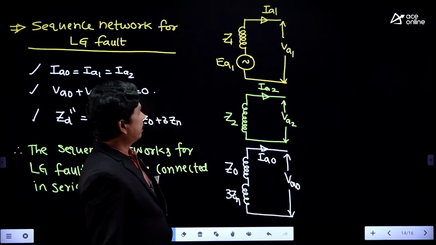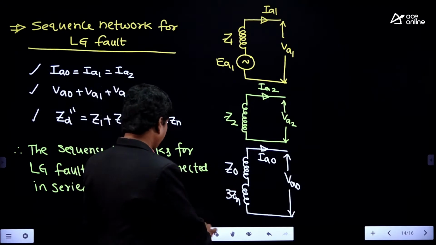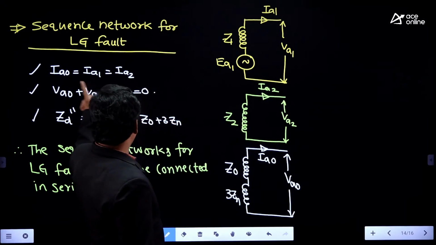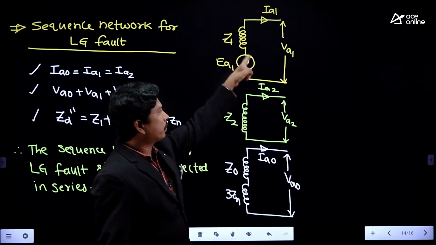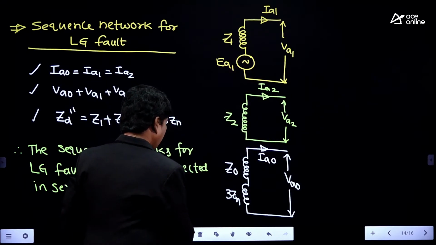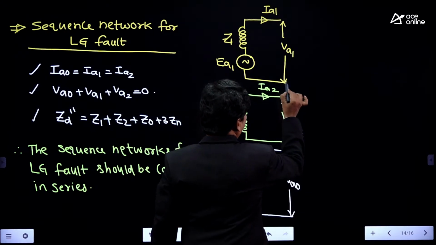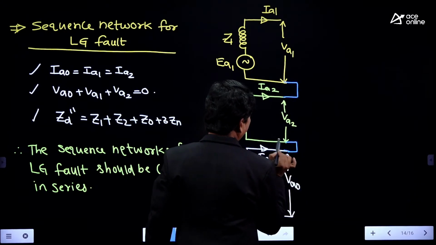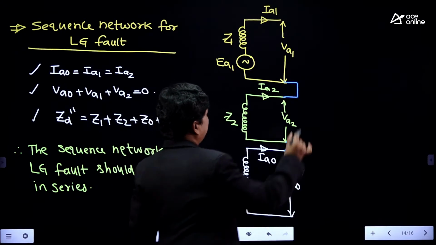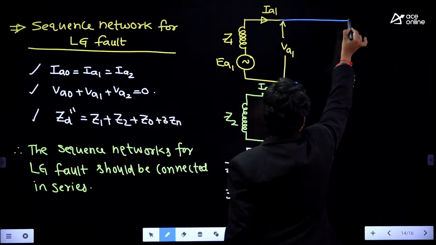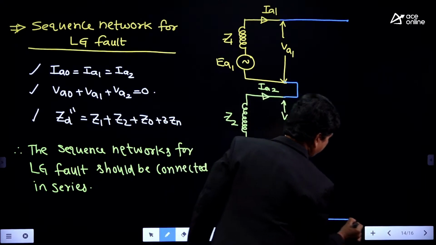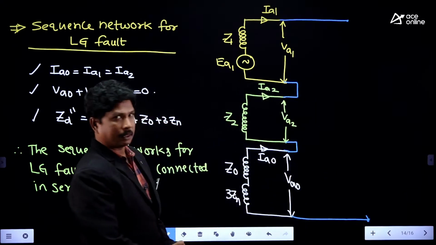Now check it. In this case, we are going to connect IA0 equal to IA2 equal to IA1, which means that all the networks should be joined like this. And these are the external terminals of that one.